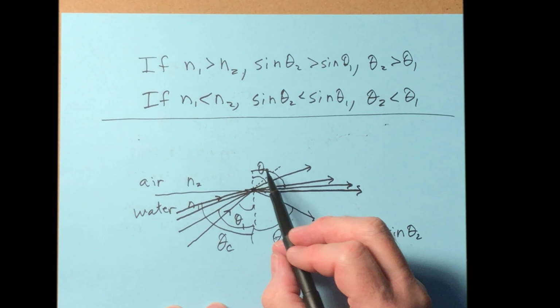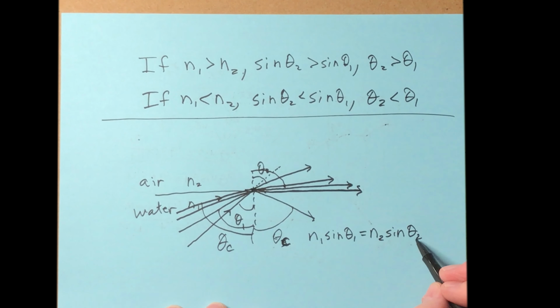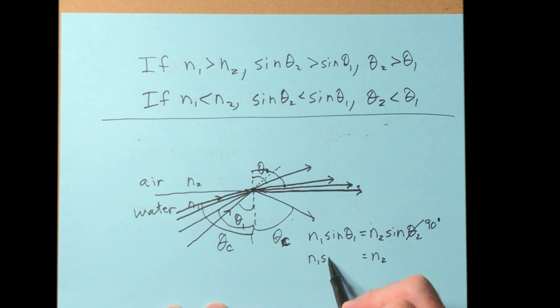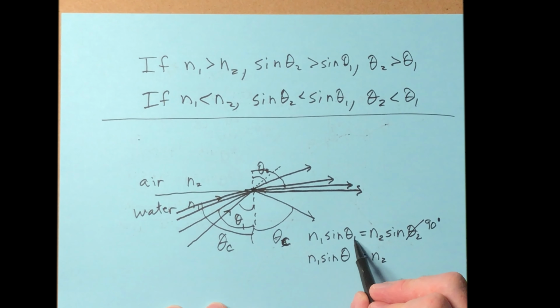But for this to happen, theta 2 is going to be 90 degrees. So that makes this sine 1, which makes the right-hand side here just N2. And this is N1 sine of, instead of calling it theta 1, that's theta C. That's the critical angle. And sine of the critical angle is N2 over N1. N1 is the incident side here. N2 is the refracted side.